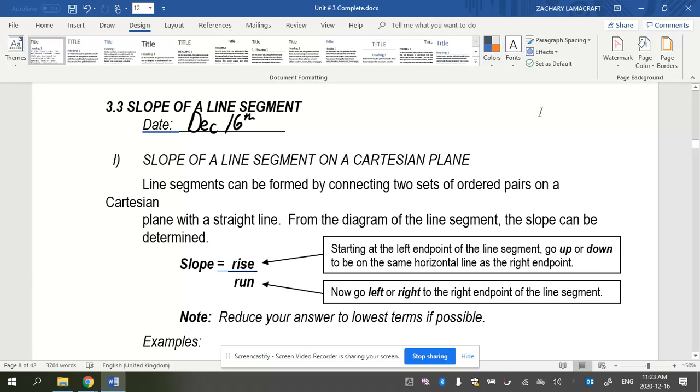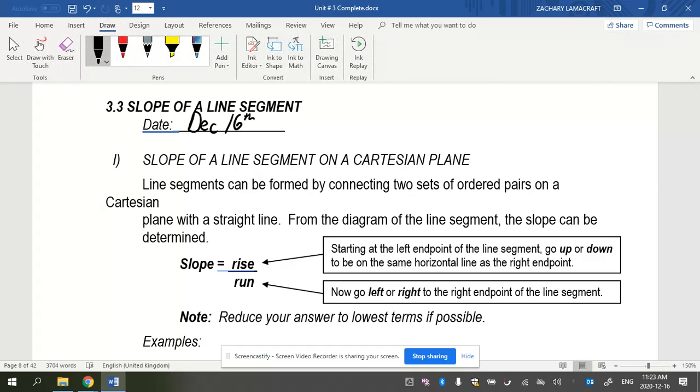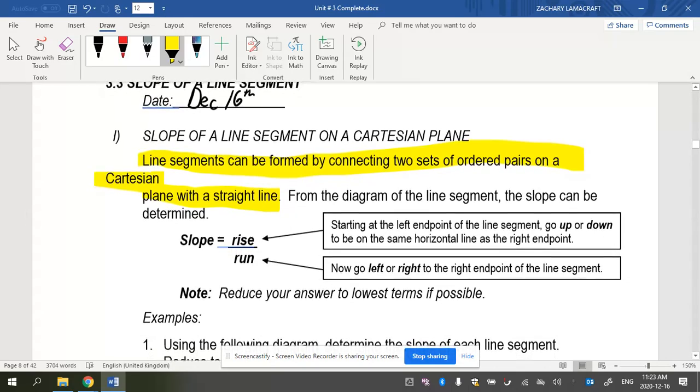So slope of a line segment on a Cartesian plane. Line segments, just so we are aware, can be formed by connecting two sets of ordered pairs on a Cartesian plane with a straight line. In layman's terms, guys, a line segment is connecting 2 points. It's a line that connects 2 points. That's all that means, okay? And from the diagram of the line segment, the slope can be determined, okay?